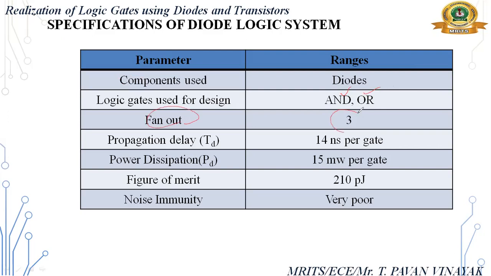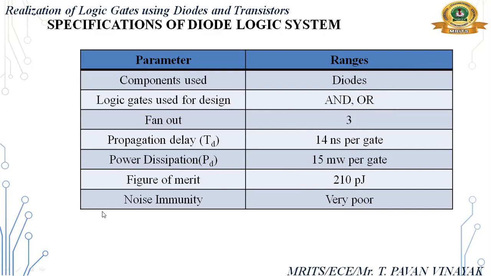Fan out is maximum 3. Propagation delay 14 nanoseconds. Power dissipation 15 milliwatt. Figure of merit, the product of these two, 210. Noise immunity is very poor because diodes can produce more noise.